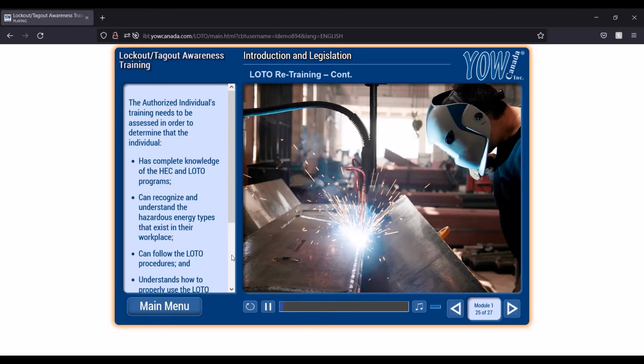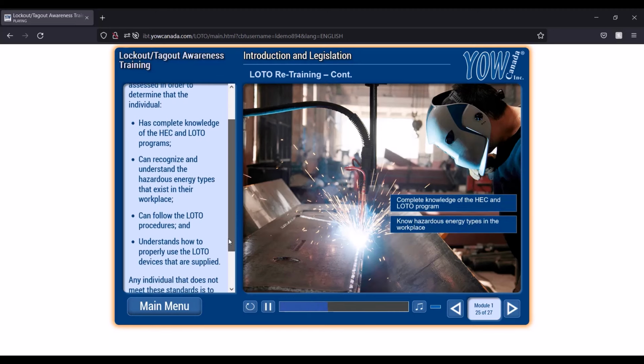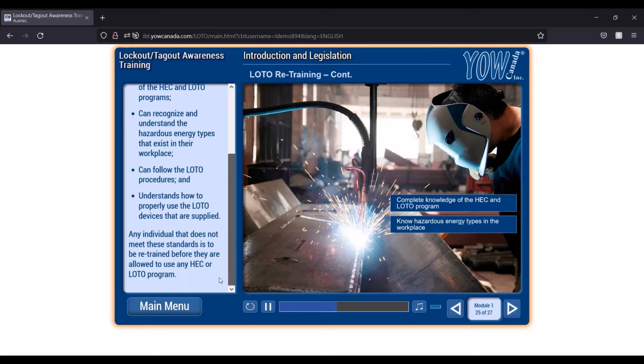The authorized individual's training needs to be assessed in order to determine that the individual has complete knowledge of the HEC and Loto programs, can recognize and understand the hazardous energy types that exist in their workplace, can follow the Loto procedures, and understands how to properly use the Loto devices that are supplied. Any individual that does not meet these standards is to be retrained before they are allowed to use any HEC or Loto program.